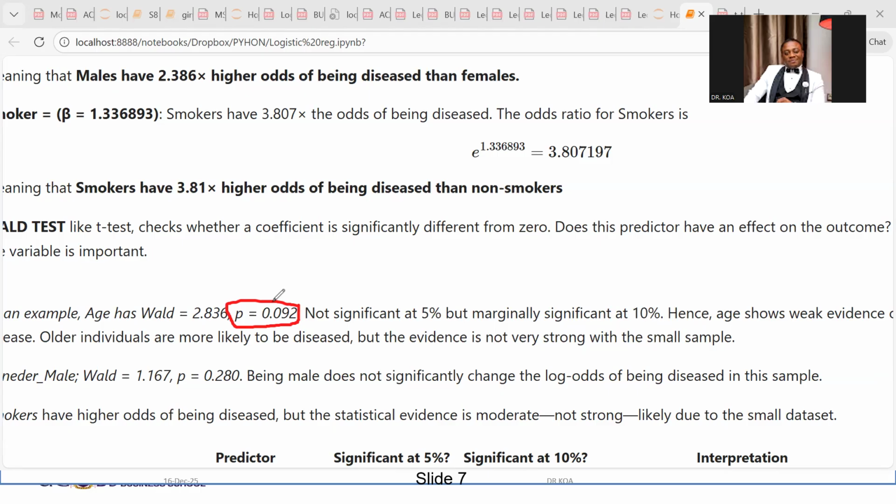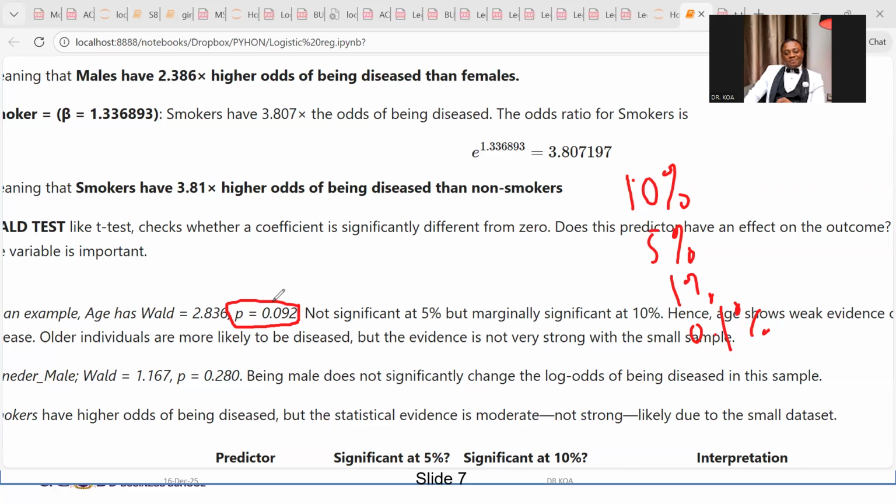So now, there are only 4 levels that you deal with: 10%, 5%, 1%, and finally 0.1%. And we always want it to be significant at 0.1%. That means you have a wonderful work.